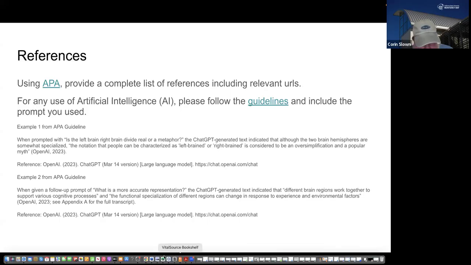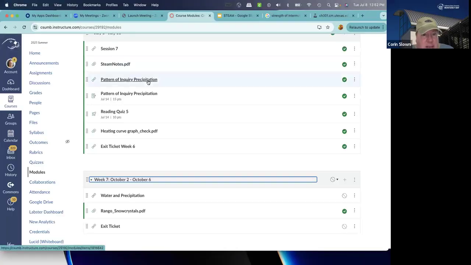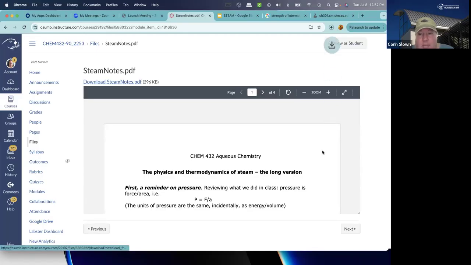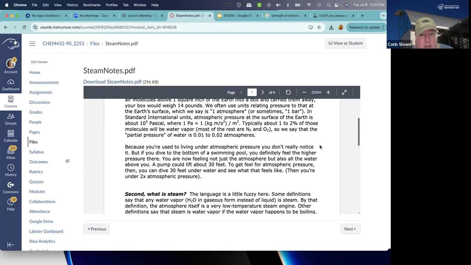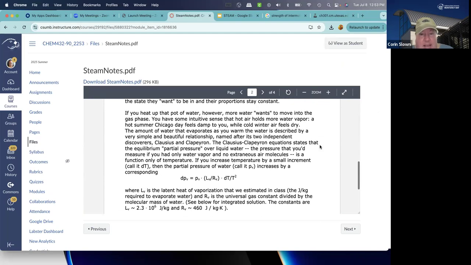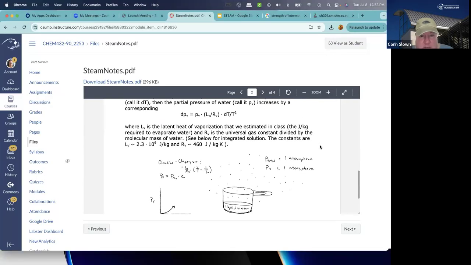The other piece that I think is really important for us to take a look at, and you can see this in Canvas, is a Steam Notes PDF that walks through more specificity for what we talked about today. If you need a quick refresher on units, an explanation of the STEAM statement, and some calculations, we'll look at some examples of that. This is the Clausius-Clapeyron equation, and it talks about how we can calculate that latent heat.